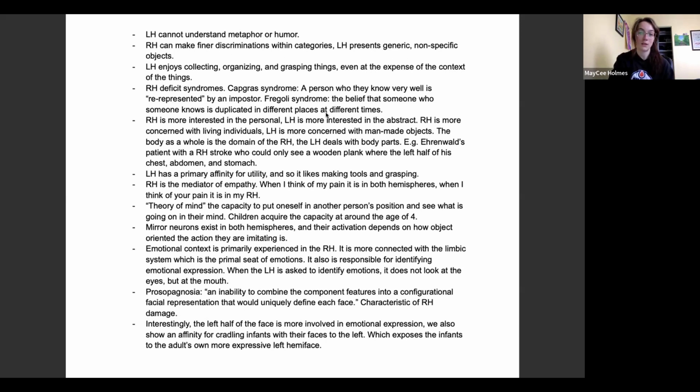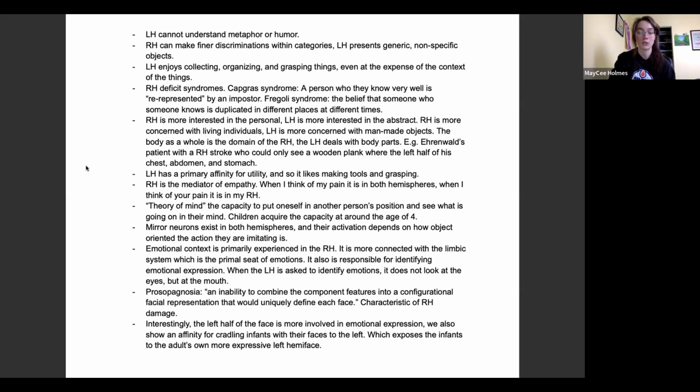Right hemisphere deficit syndromes: Capgras syndrome, where a person they know very well is represented by an imposter. Fregoli syndrome, the belief that someone someone knows is duplicated in different places at different times. And that even goes for places.